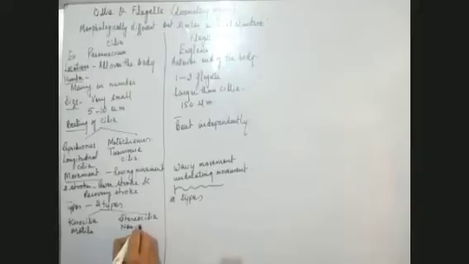Kinocilia, I'm writing here, K-I-N-O, kinocilia and stereocilia. These are the two types of cilia. Kinocilia are motile, that means they show movement, whereas stereocilia are non-motile. They do not show movement. Then what is their function? This I'm going to tell you.